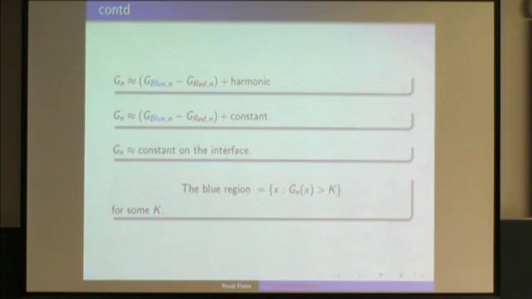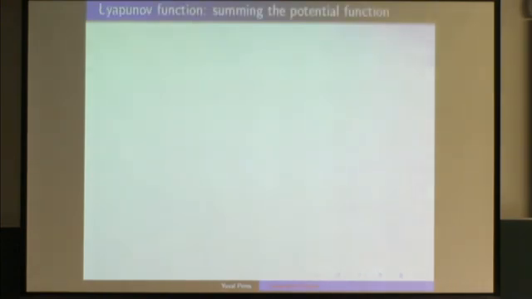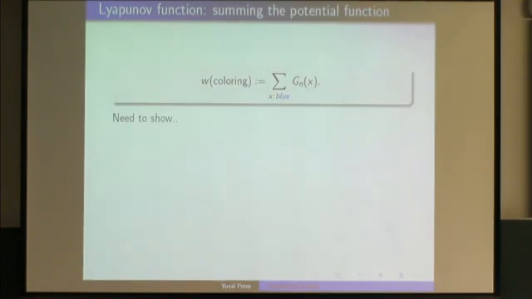Again, this is once we have an interface, and as I said, the technical difficulty is how to deal with the initial configurations that don't have an interface. Anyway, with all that as motivation, we use the Lyapunov function. So given any coloring of red and blue of the vertices inside, we just sum over all the blue locations Gn of x. So remember, Gn is this dipole Green function.